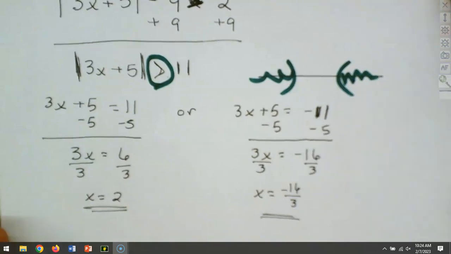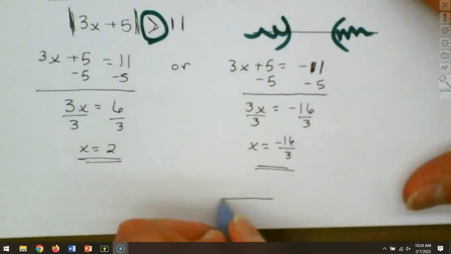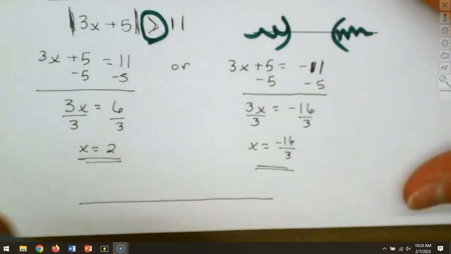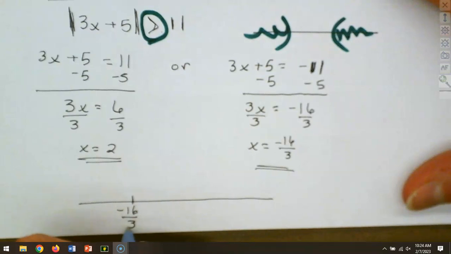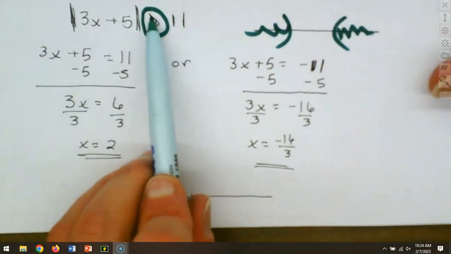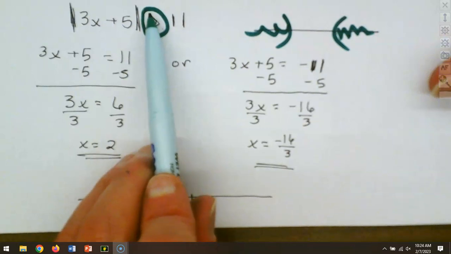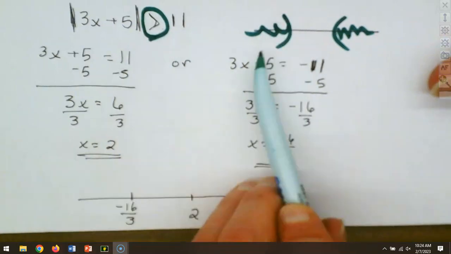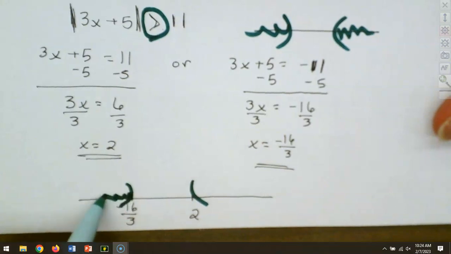This. Make sure that you put them in the right order. Okay, so we know that my answer needs to look like this. Which one's smaller? Well, minus 16 over 3 is smaller. Positive 2 is a larger one. Because it is a greater than, it's just greater than, not greater than or equal to, we use parentheses. So my parentheses go here and here.